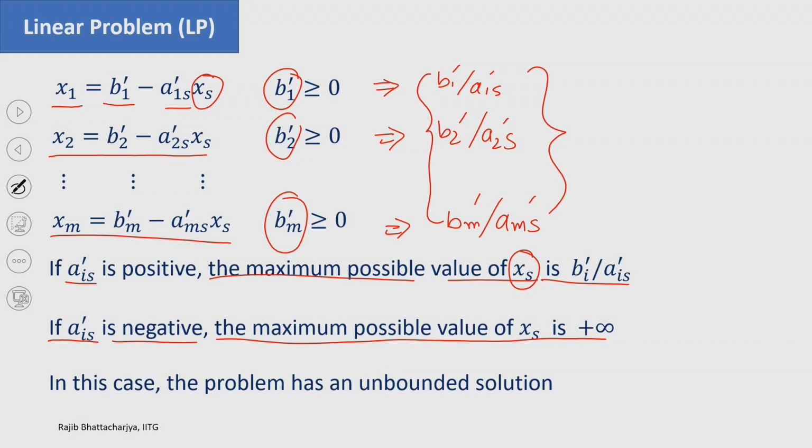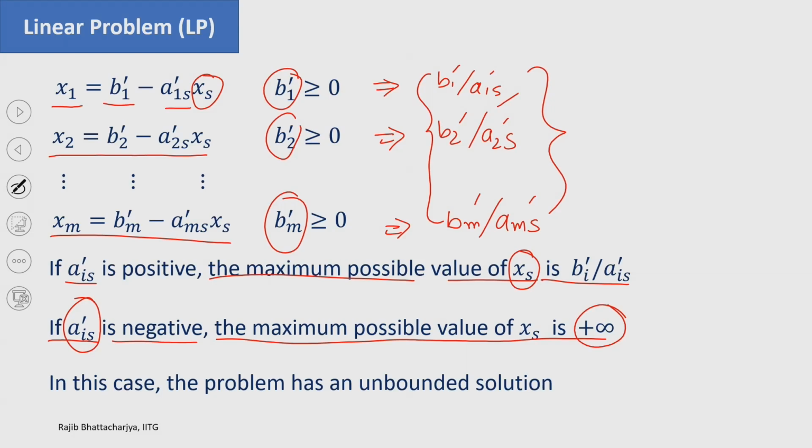So, what are the rules? I will calculate the ratio, and we have to take the minimum of it in order to avoid an infeasible solution. If any coefficient is negative, we have to ignore it, because then the maximum possible value of x_s is infinity, that means x_s can go up to infinity. Infinity means an unbounded solution. Therefore, we will ignore the equation having a_is' negative.